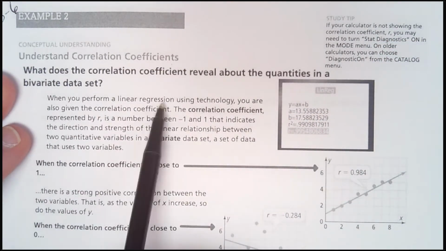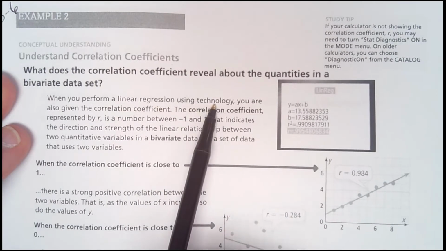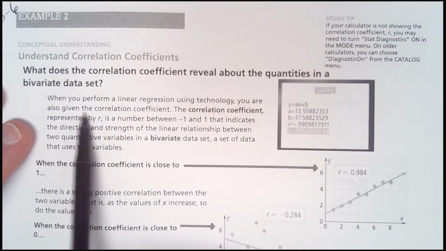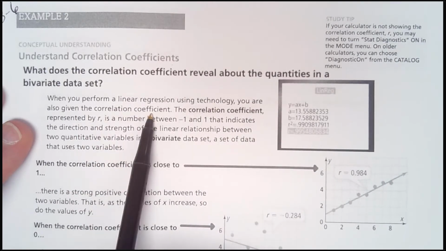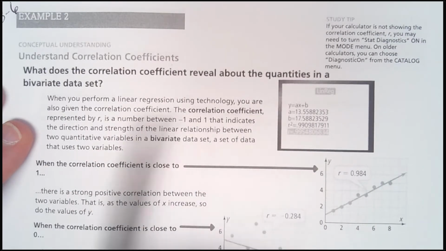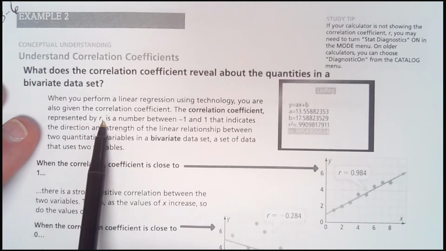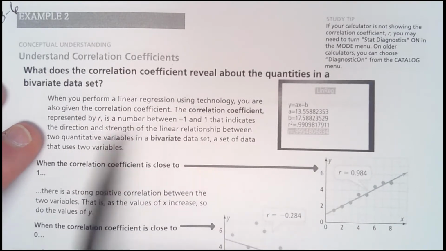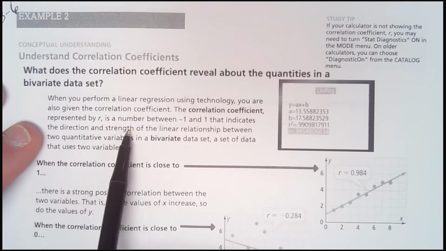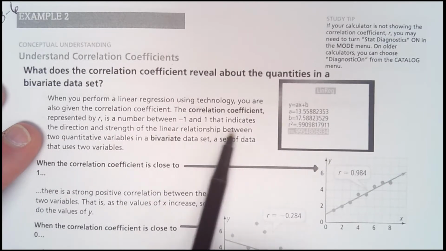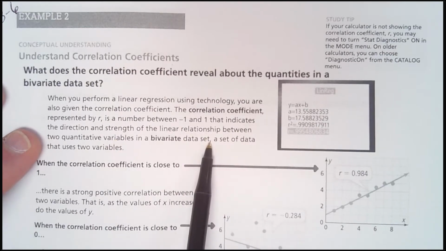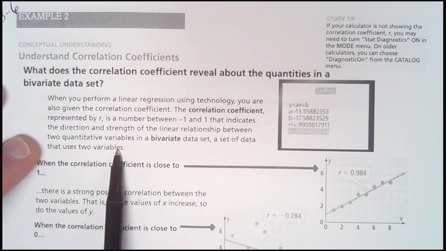So when you perform a linear regression using technology, either graphing calculators or Desmos, you are also given the correlation coefficient. The correlation coefficient is represented by R, and it is a number between -1 and 1 that indicates the direction and the strength of the linear relationship between the two quantity variables in a bivariate data set, a set of data that uses two variables.